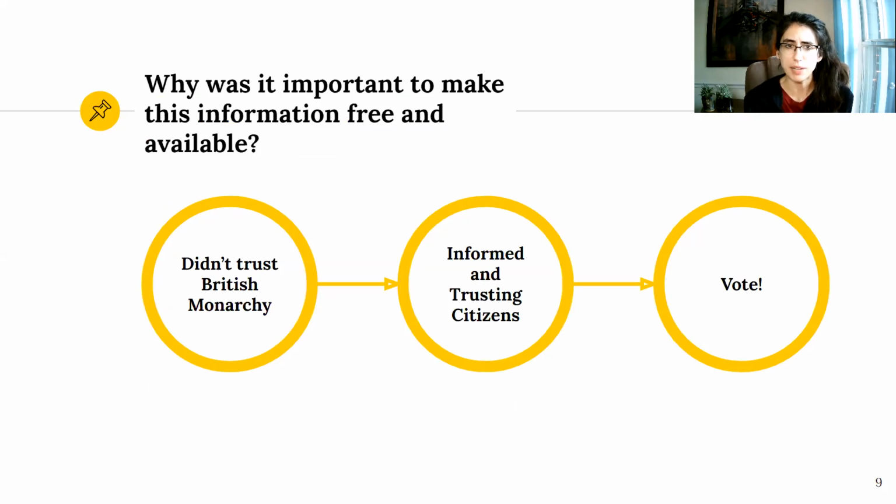So why was it important to make this information free and available? Think 1813, that's 40-ish years since 1776, and we all know what happened in 1776. We still had a lot of memories of the British monarchy that we just did not trust. So we knew that if we wanted to have a quality democracy, we needed informed and trusting citizens, and the best way to get that was having this information. And if we want to have good leaders, we have to have informed citizens so that they can vote, and vote well.